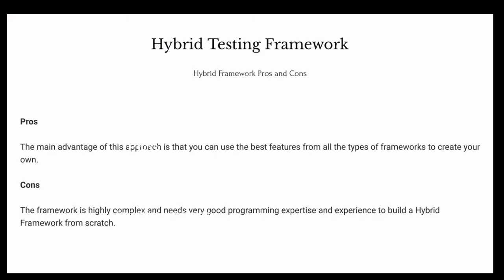So there are certain pros and cons for that. The main advantage of this approach is that we can use the best features of all the frameworks. So if certain things are available in a modularized framework, or in a BDD framework, then we can use those things. The con is that the framework is highly complex because we are trying to merge different frameworks. So it will create complexity.